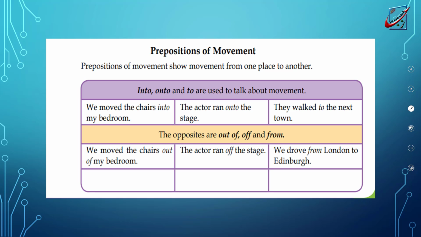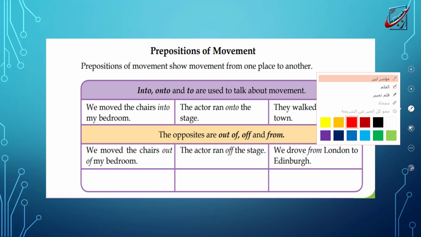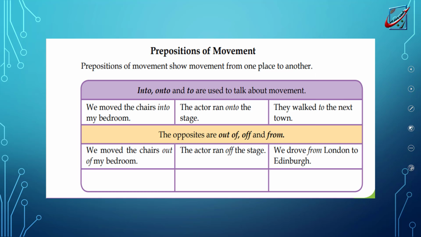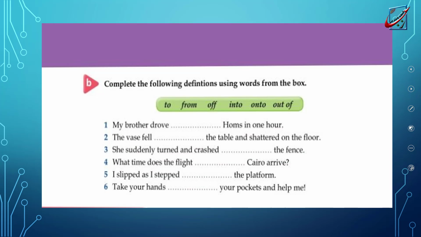Well, let's now have an exercise to test using these prepositions properly. Now, in this exercise, we're going to use the following prepositions of movement. To, from, of, into, onto, out of. Well, number 1, my brother drove almost in 1 hour. What's the missing preposition here? To. It is to. My brother drove to almost in 1 hour.